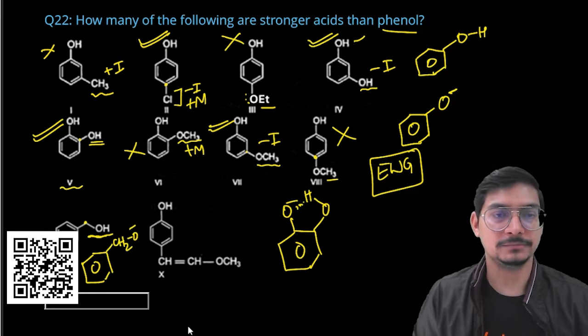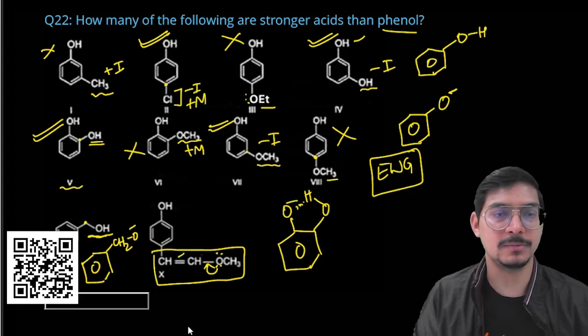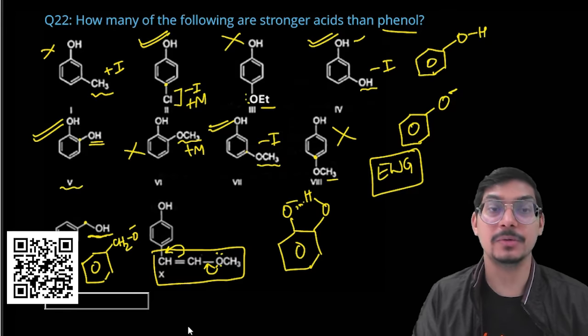In molecule 10, we have this group, which is overall a plus M effect showing group because oxygen has two lone pairs. So this lone pair can be shared here, and as a result, the pi electrons of this double bond can be shared with the benzene ring. So overall, it's an electron donating group. So molecule 10 will also be less acidic.